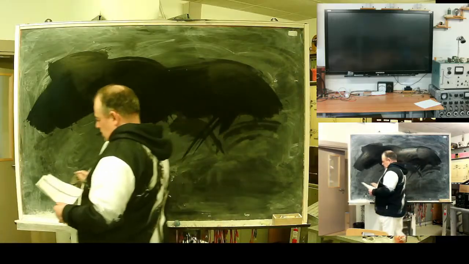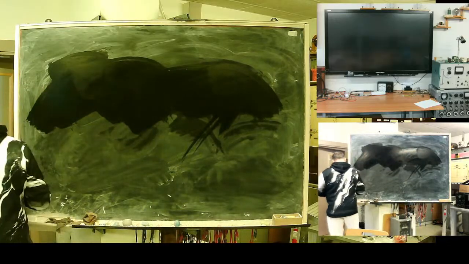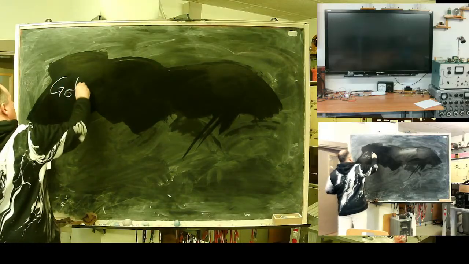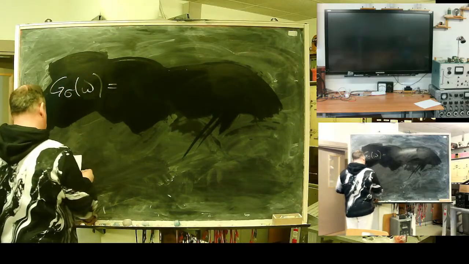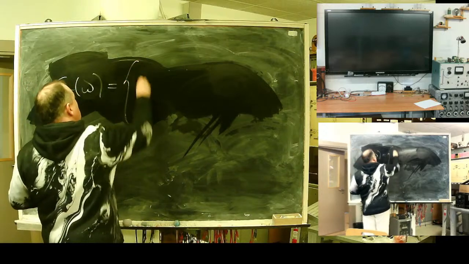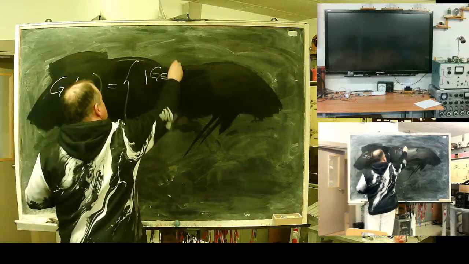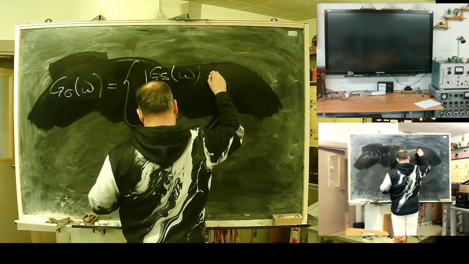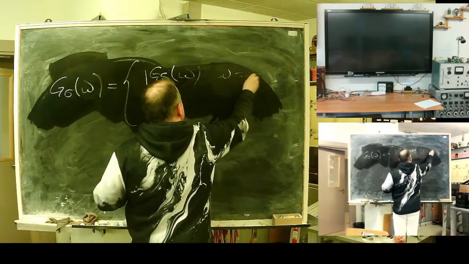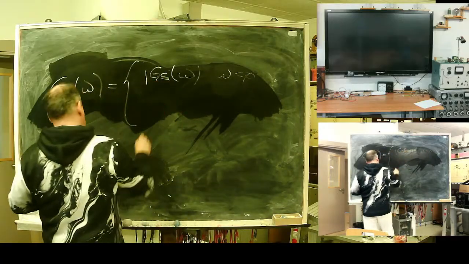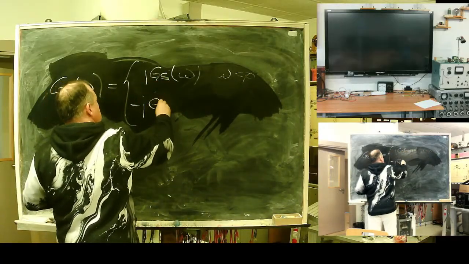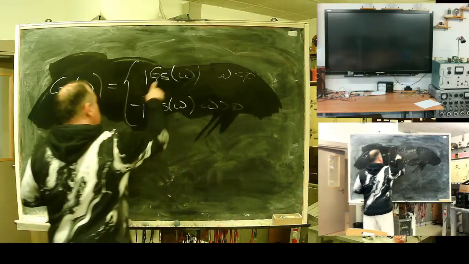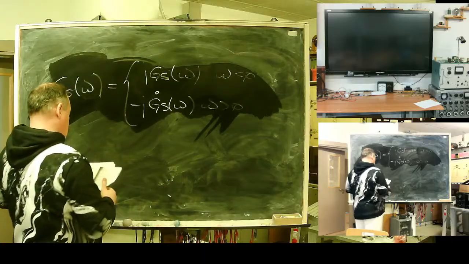This means I can write the following: j times G_s of omega when omega is less than 0, and minus j times G_s of omega when omega is positive. G_s is the spectral function of my signal.